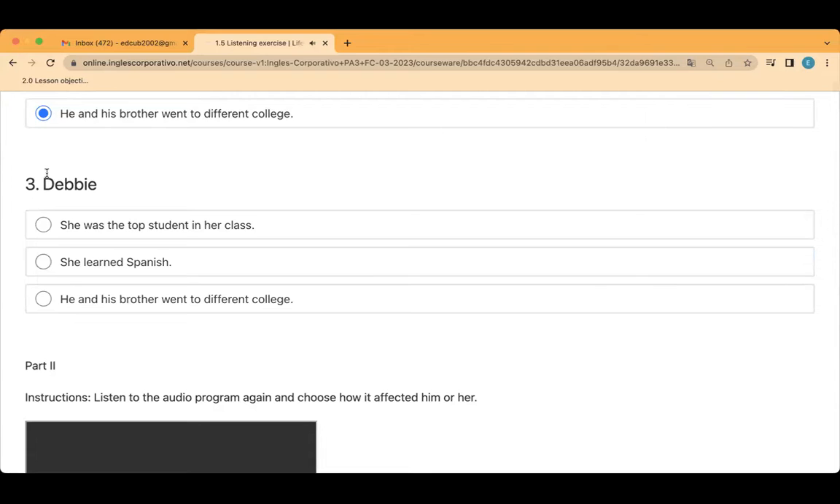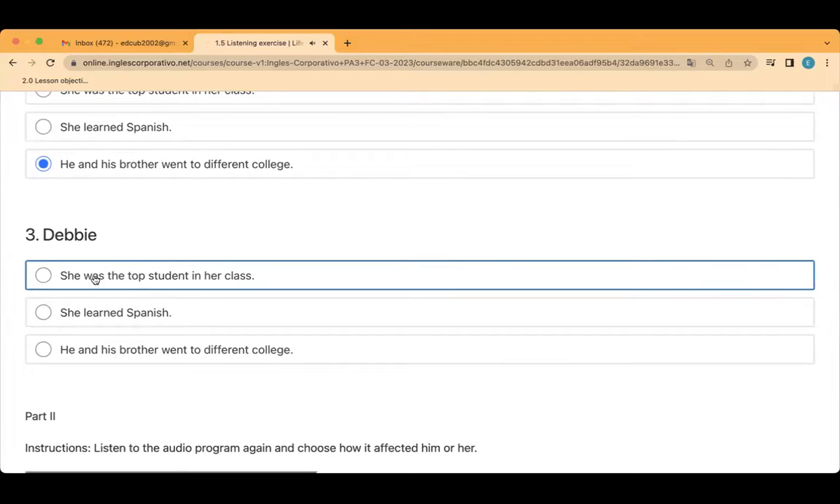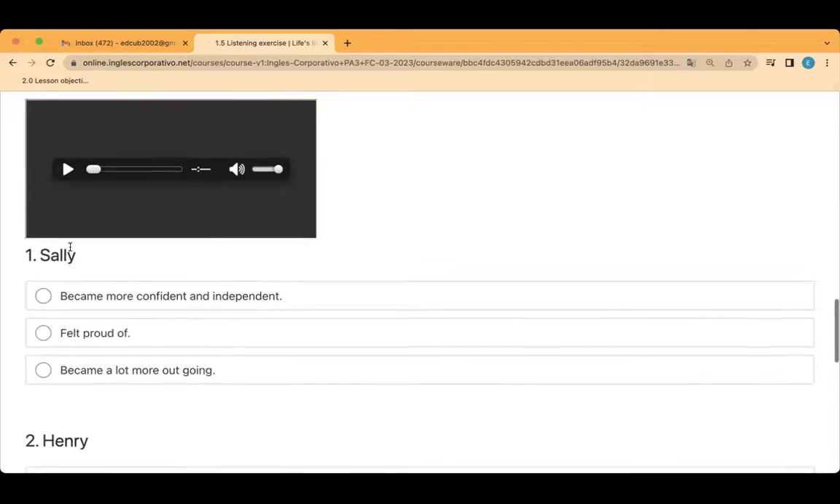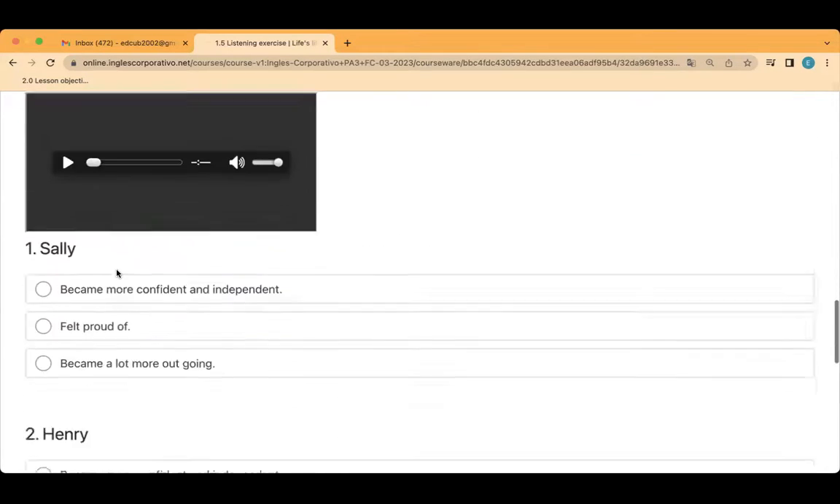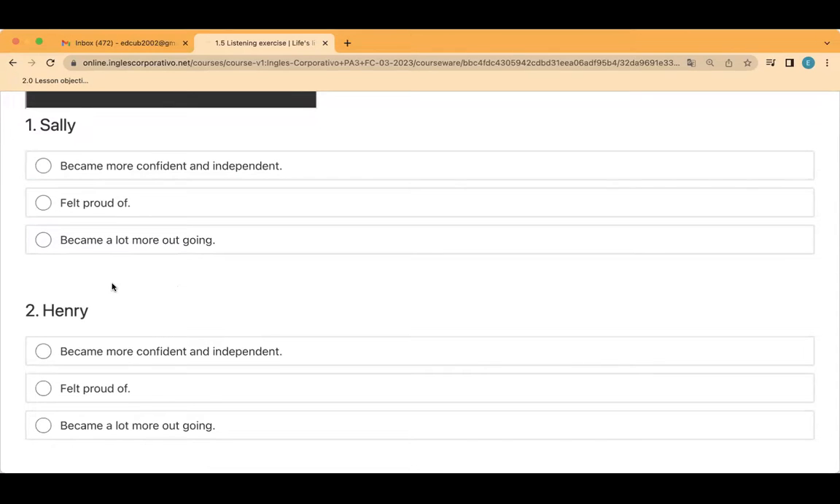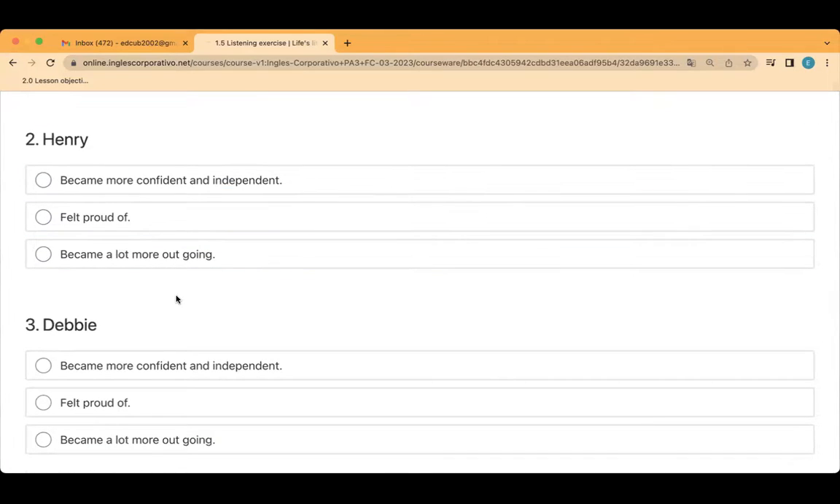What was number 3? Page 74. Exercise 4. She was a top student in her class. Excellent. And here, why did Sally become, Sally was the first girl? What happened with Sally? After she took Spanish, what happened? He felt proud about that. Okay, she felt proud of herself. Good. And for Henry, what happened?